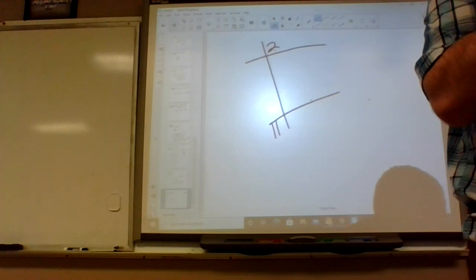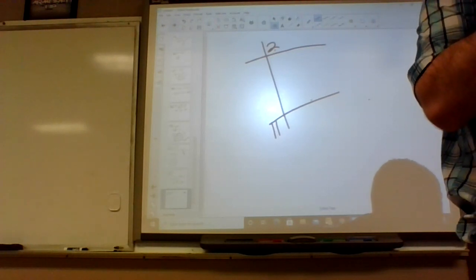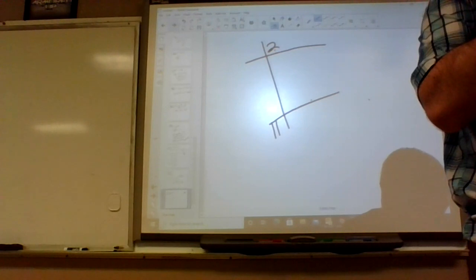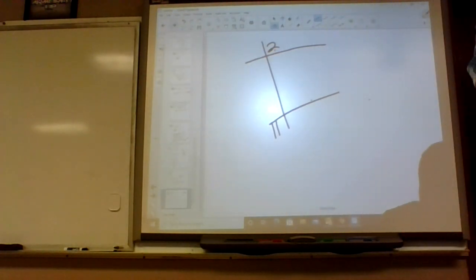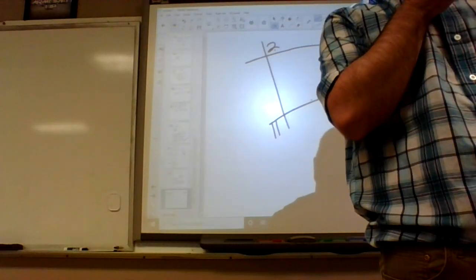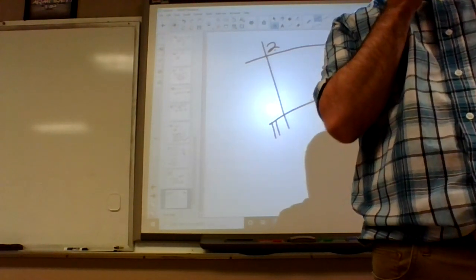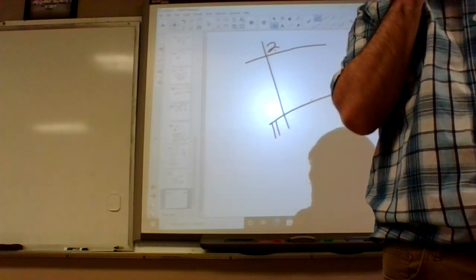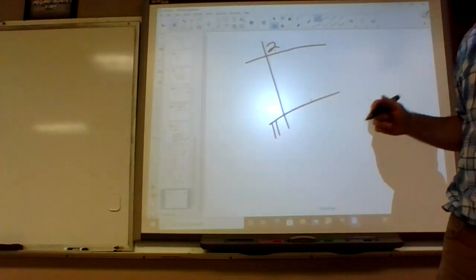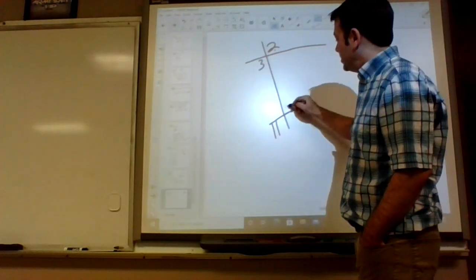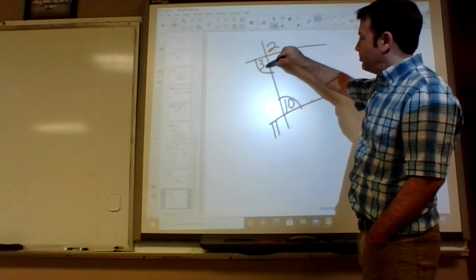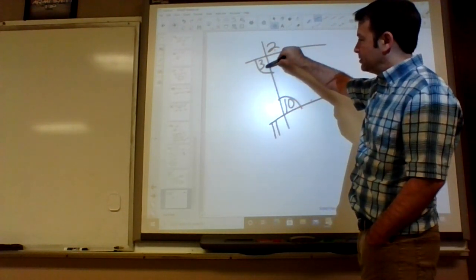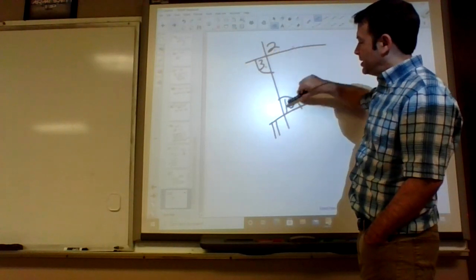Okay, number 11. 3 is congruent to 10, and 10 is congruent to 15. What are 3 and 10 in that picture? 3 and 10 are alternate interior, right here. If these two are congruent, and then 10 and 15 are also, what lines have to be parallel? Yeah, these two again.